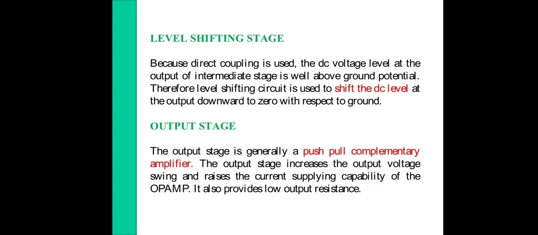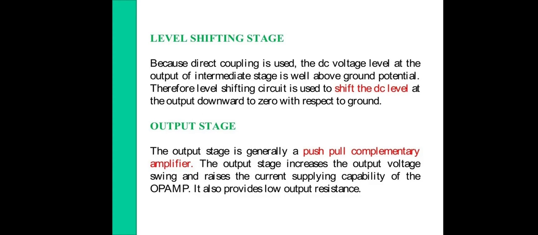And the level shifting stage. Because direct coupling is used, the DC voltage level at the output of the intermediate stage is well above ground potential. Therefore, the level shifting circuit is used to shift the DC level at the output downward to 0 with respect to the ground.